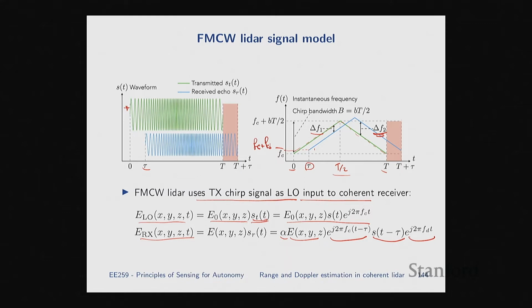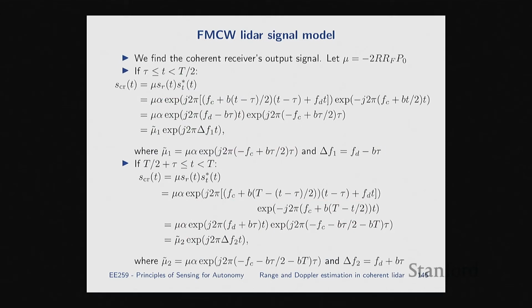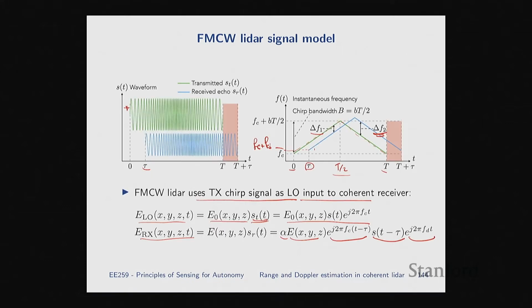Now, we know the coherent receiver works like the down converter in RF. It basically extracts the conjugate multiplication of the two inputs that you feed to it. So we can solve that. We can find the coherent receiver's output signal, and since there's an up ramp and a down ramp, when we want to calculate the output of the coherent receiver, we can break it into two calculations. So first we look at the up ramp part, which is from tau to T/2.